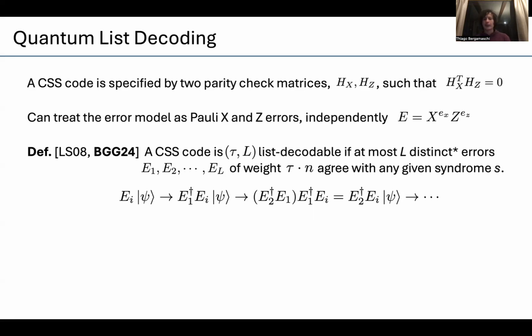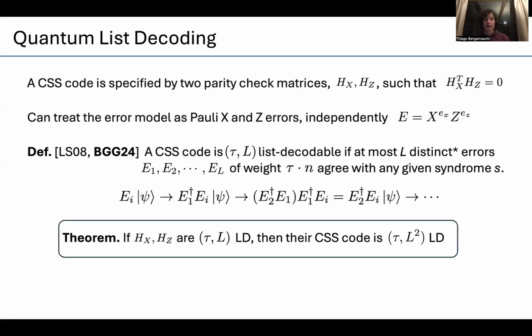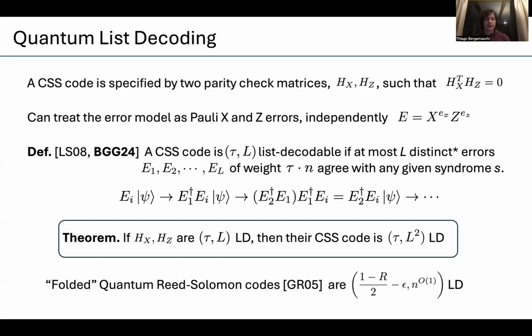Great. So the main theorem in our work, which allows us to construct these codes, is the following statement, which says that if we're given two parity check matrices, Hx and Hz, which are both tau L list decodable, then their CSS code is tau L squared list decodable. Applying this to the capacity achieving list decodable codes by Guruswami, Rudra, and others, known as folded Reed-Solomon codes, we're able to construct quantum list decodable codes, which are list decodable up to the quantum singleton bound, where the list sizes are just polynomial in the block length.